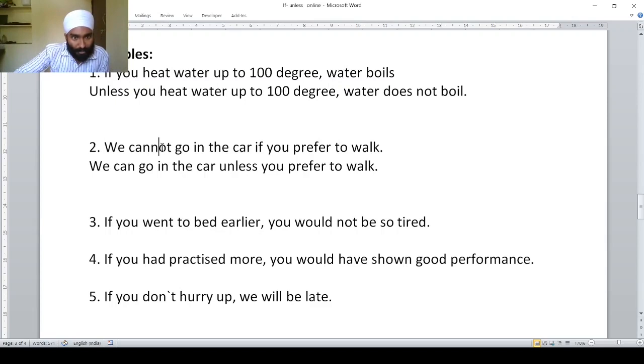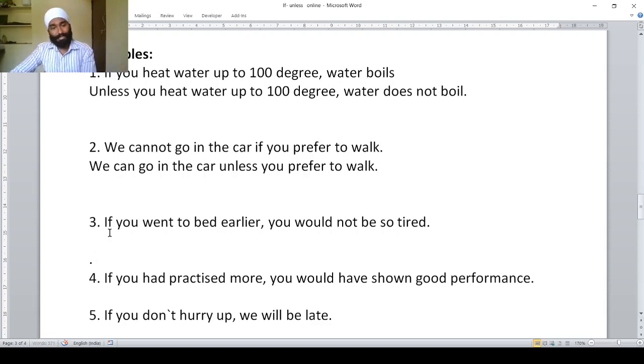The question was, we cannot go in the car if you prefer to walk. It means if you want to walk, we will not sit in the car, we don't need the car, or we cannot go in the car. But we can go in the car unless you prefer to walk. Unless means if you do not prefer to walk, we can go in the car. If you don't want to walk, we can go in the car. Let us see the next example.